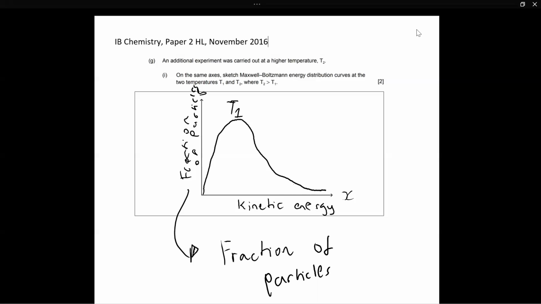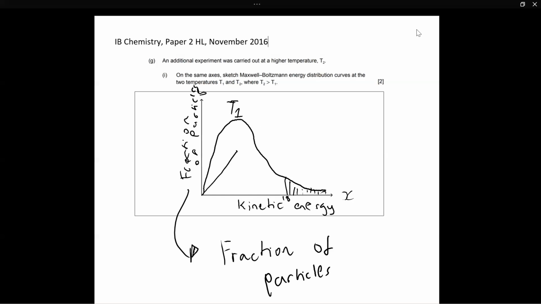So now in T1, we know, for example, if we're looking at this, this is the activation energy of a reaction. And if these many particles have met or exceeded their activation energy at T1, at T2, naturally, we're going to have more particles exceeding the activation energy, right? So it's going to look something like this. Oops, sorry, that is very bad.